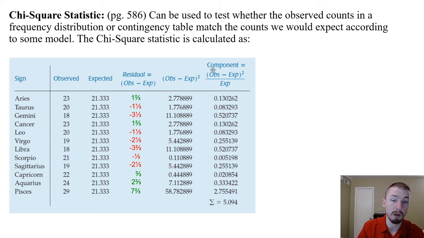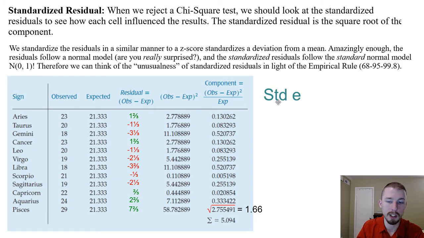If we took the square root of all of these components, that would be like going from variation to standard deviation, which would give us essentially z-scores, telling us which one of these components was the most unusual, or which one contributed the most to us being able to reject the null hypothesis. In this case, Pisces obviously was the most unusual one. All right, so the standard residual is where we take the square root of the components themselves, giving us a z-score of 1.66. Ready?